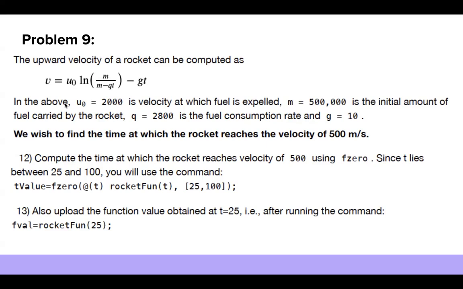The highlight is we wish to calculate the time at which the rocket reaches a velocity of 500. So here velocity is also given, 500 is also given. What is unknown that we are trying to solve for? That is T. So first we have to rearrange this equation so that the total equation is equated to 0, and the variable you are trying to solve is not V, but T, time. And also for time, we have the function fsolve.